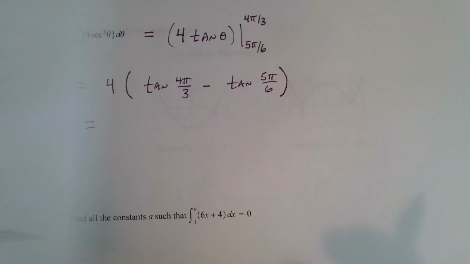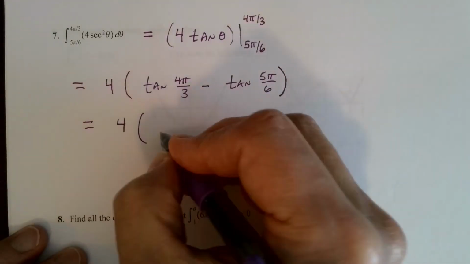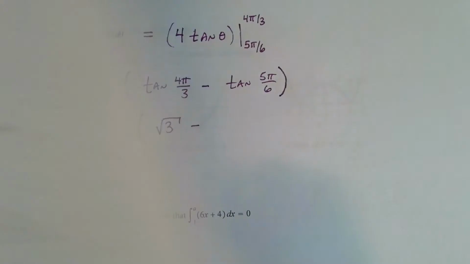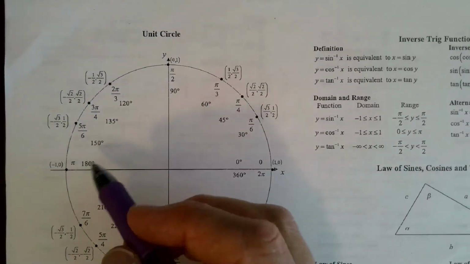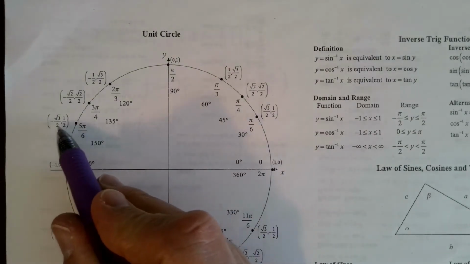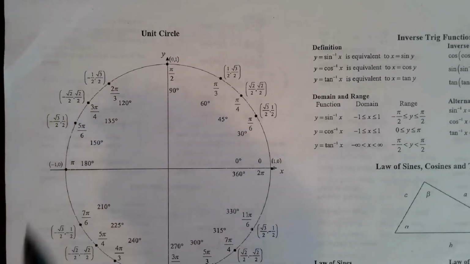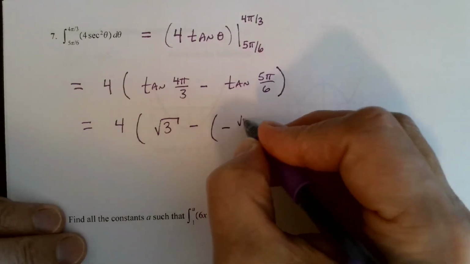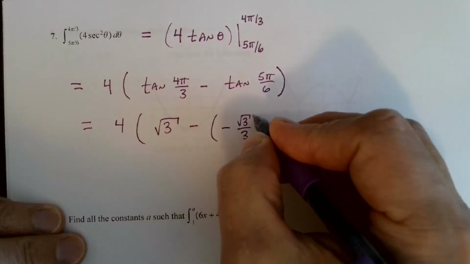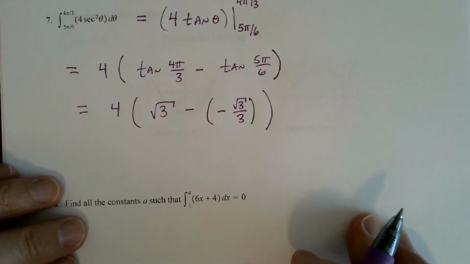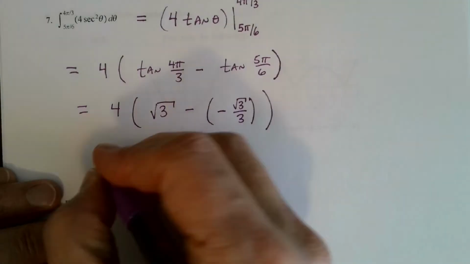Okay. So this is going to be square root of 3 minus, and then tangent of 5 pi over 6. 1/2 divided by negative square root of 3 over 2 is negative 1 divided by square root of 3. Or negative square root of 3 over 3 if I rationalize that. And that's what I'm going to do. So that's the same as 1 divided by square root of 3, right? Just rationalizing that. And so we see what we get.